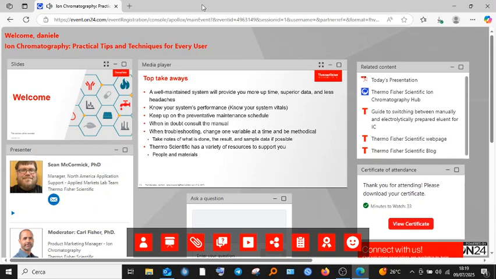The biggest thing of today's talk, and I hope I demonstrated, is that Thermo Scientific has a variety of resources to support you, not just people, whether it's my group, the service team, or product management team. But we also have a lot of materials which are easily accessible to the end user.